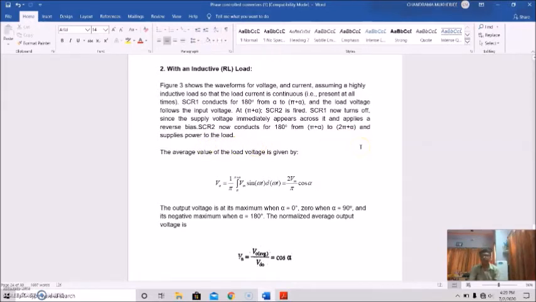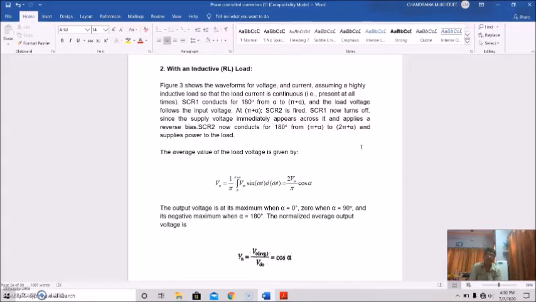So what are we finding? For the positive half, SCR1 conducts for 180 degrees, from alpha to pi plus alpha. After that 180 degrees SCR1 will be turned off, as the supply voltage across it becomes negative and it is reverse biased. At that time SCR2 will be turned on, and it will conduct for the next 180 degrees from pi plus alpha to 2 pi plus alpha, and supply power to the load.